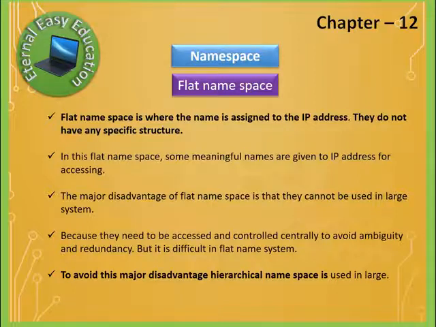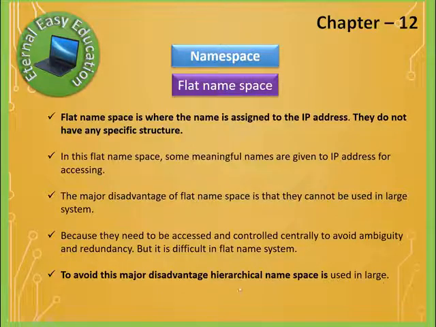Ambiguity and redundancy: redundancy represents duplicate data, that means repeated name. Ambiguity means the same name will be given to many systems. So then it will be in a confusion, so errors will occur. It is difficult in a flat name system to control if the name is given randomly without any structure to the IP address. To avoid this major disadvantage, hierarchical namespace is used in large systems.